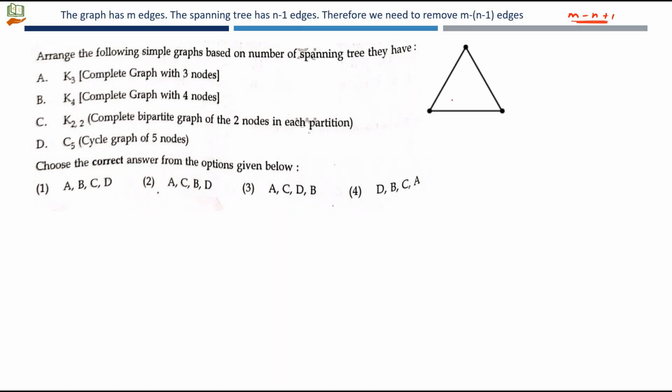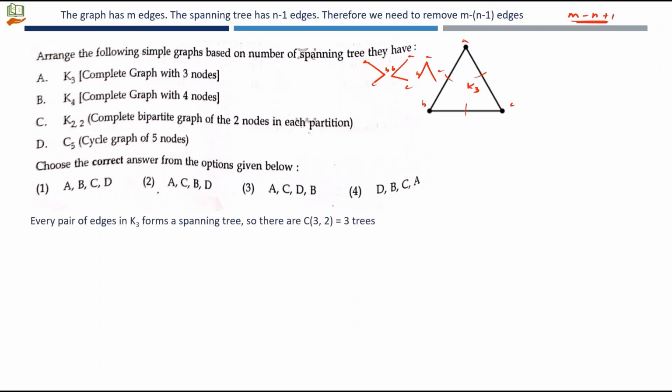Let's take K3. This is K3. We have 3 nodes here. How do you find the spanning tree here? We should either remove this edge to get one spanning tree. We will remove this edge to get another spanning tree, this one, and we will remove this edge to get another spanning tree. Take it to be A, B and C. So there are 3 spanning trees that are possible in K3 graph.